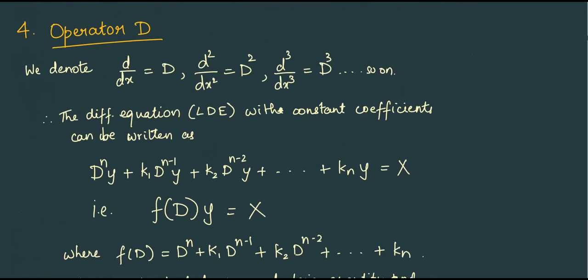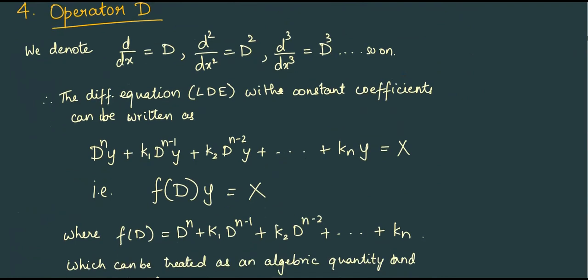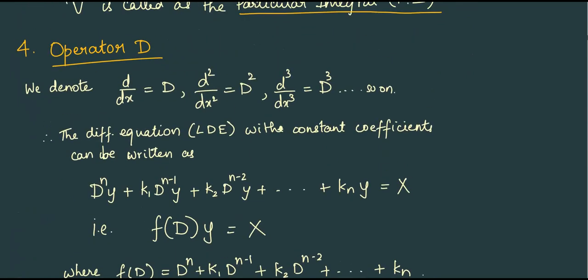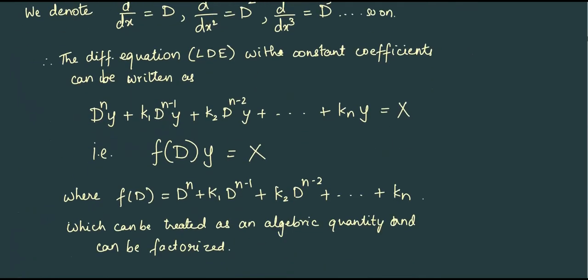And the order of the derivatives is written in the form of D square, D cube and so on. The first d by dx is written as D, d square y by dx square is written as D square, and so on. Because of this we get a polynomial in D. We write the linear differential equation like this. It forms a polynomial in D: F of D times y is equal to x.